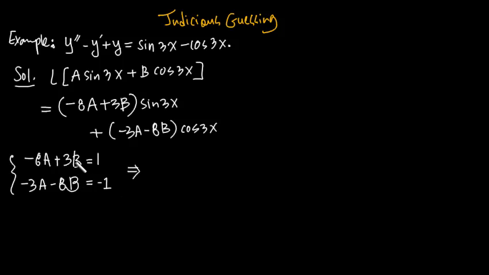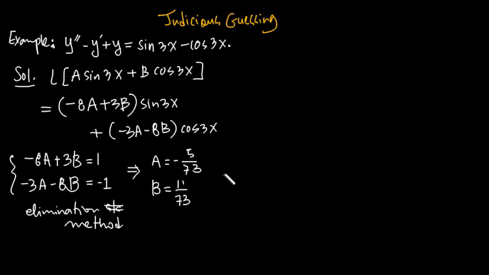You can multiply 8 and 3 here and add them together to get rid of b, and that is called the elimination method. So I will skip that part, but when you do that, you have the following answers. So it turns out a is negative 5 over 73 and b is 11 over 73. If these are correct, when you plug this back in here, they should be 1 and negative 1.